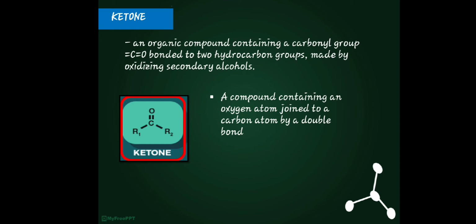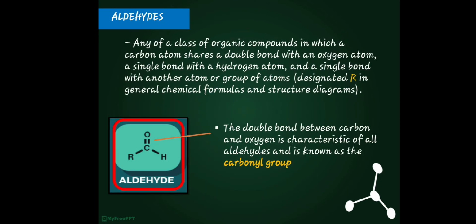So the difference between aldehyde and ketone is that in aldehyde, the carbon atom shares a double bond with oxygen and a single bond with another atom. But in ketone, it shares a double bond with oxygen and is bonded to two hydrocarbon groups, made by oxidizing secondary alcohol. So that was the difference between aldehydes and ketones. Again, in aldehydes, the carbon atom shares a double bond with an oxygen and a single bond with another atom.